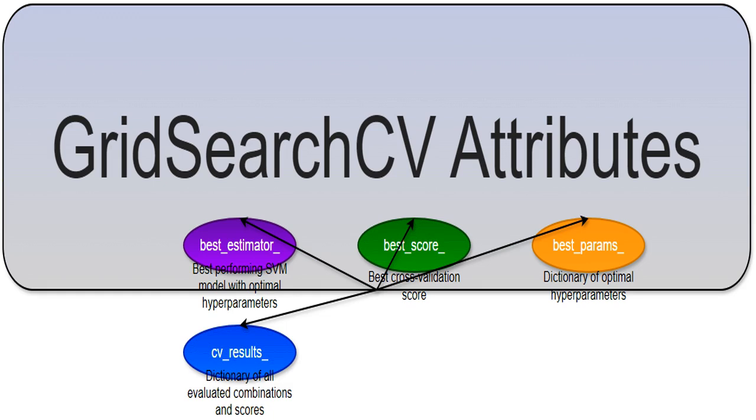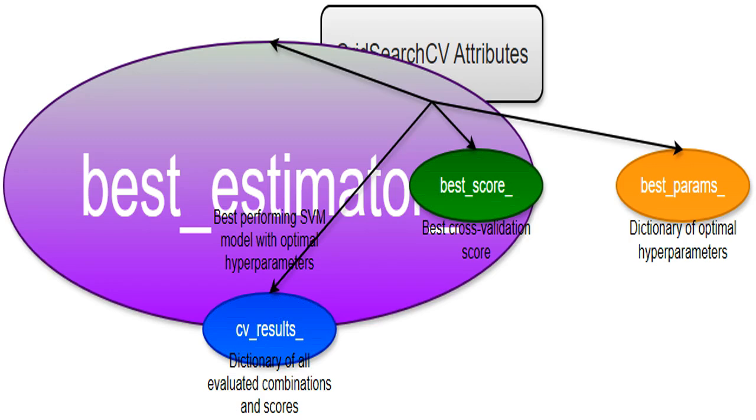These attributes store the outcome of this search, providing insights into what we learned. This attribute returns the best performing machine learning model that we found during the search. It's already configured with the optimal hyperparameters, so it's ready to be used for predictions. It's the best cake recipe we found. It's like having a recipe book that has highlighted the best recipe based on what we tried.